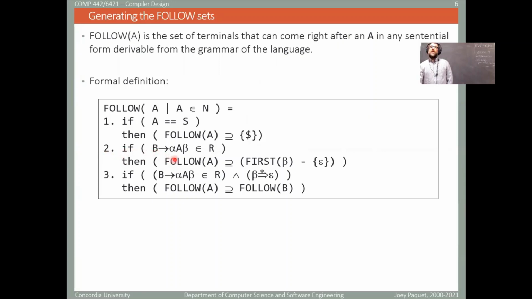Then if you have a rule in your set of rules that is of the form B gives alpha A beta, then follow of A includes first of beta. So you see that you have this A here. Once you've finished parsing this A, what you can find is what starts beta. And then you remove epsilon, because it doesn't make sense to have epsilon in a follow set. So basically you scan all the rules in your grammar and you try to find this pattern, where a sentential form contains the symbol that you are looking for. Okay.